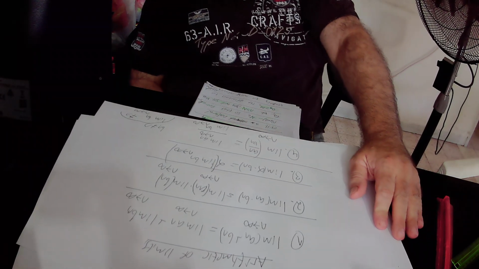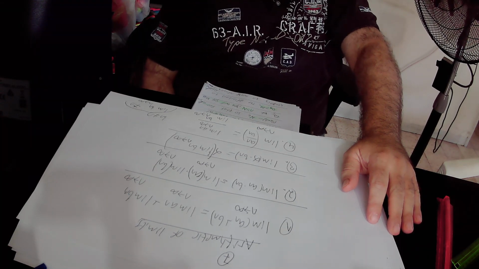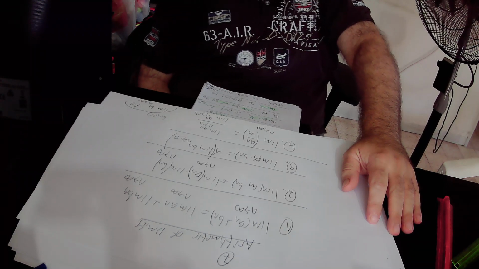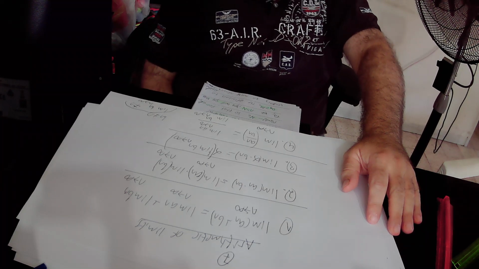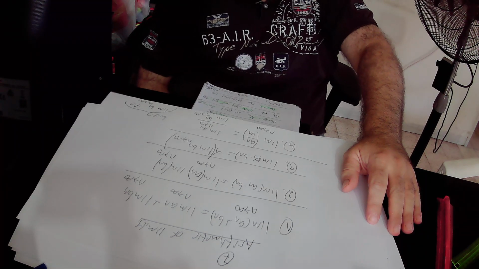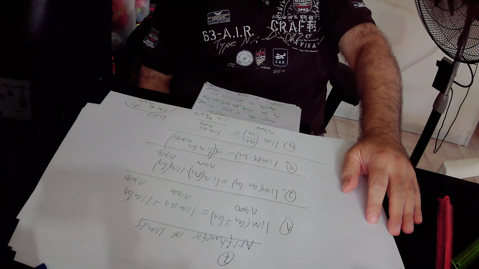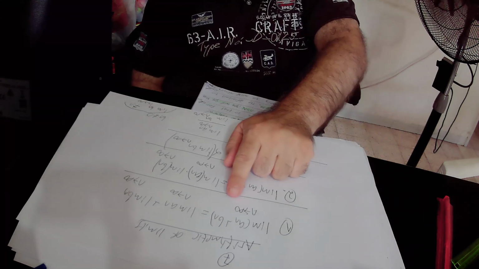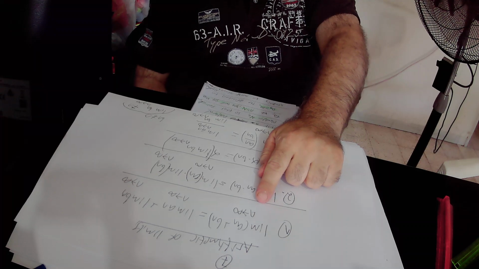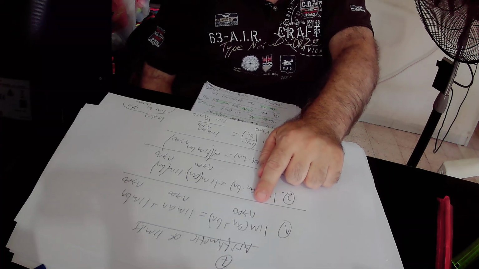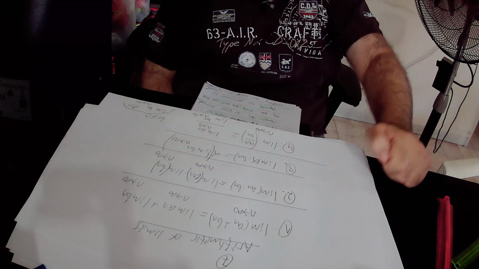And we have the arithmetic of limits. If we have two sequences that converge, the sequence an converges to a finite limit, and the sequence bn also converges to a finite limit, then lim an plus bn when n tends to infinity will be equal to lim an plus lim bn.